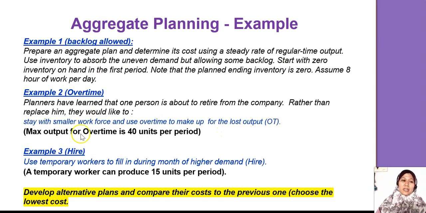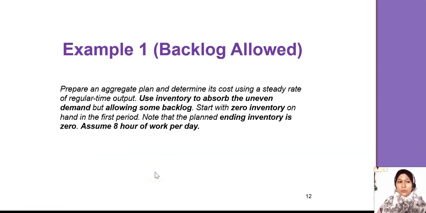They give us 3 alternatives. First, if we only use the regular workers but they allow backlog, meaning they allow owing demand. Example 2 is using overtime. Is it okay to use overtime? Because one of the workers will be retired, so they only have 14 workers. And then the third one, what if they hire? So we look at the first example, backlog allowed, meaning demand owed is permitted.